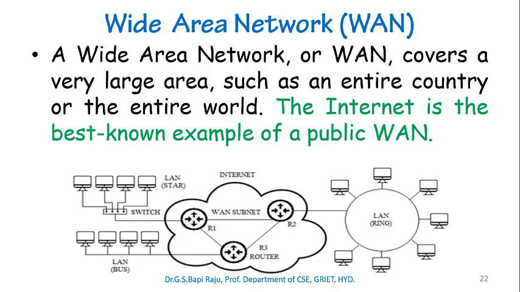And the third one, wide area network. A wide area network or WAN covers a very large area, such as an entire country or a continent or the entire world. As a matter of fact, the entire internet is based on WAN technology.